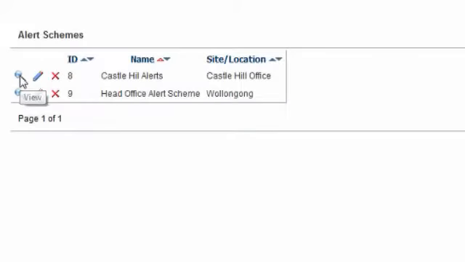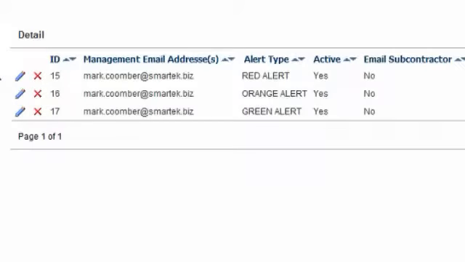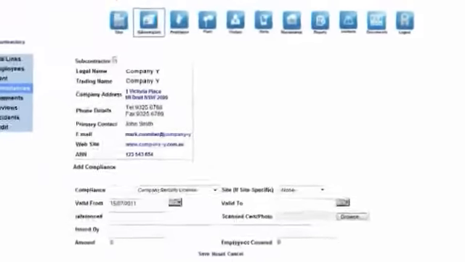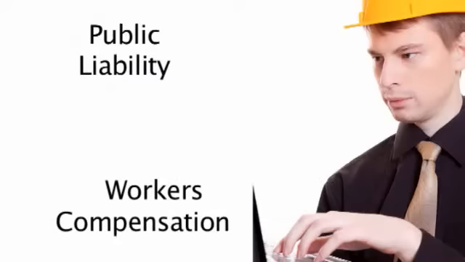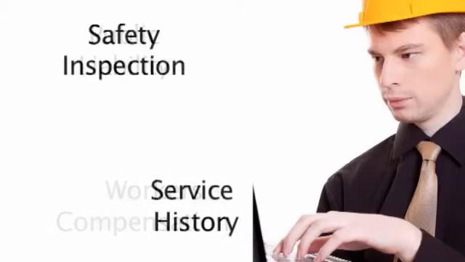These compliances are then linked by Smartek to each contractor, employee or unit of plant and equipment that they apply to. When a compliance issue arises, Smartek automatically notifies the person or persons who are deemed responsible for that particular compliance. The contractor representative is notified by email with sufficient time allocated to resolve the compliance issue.